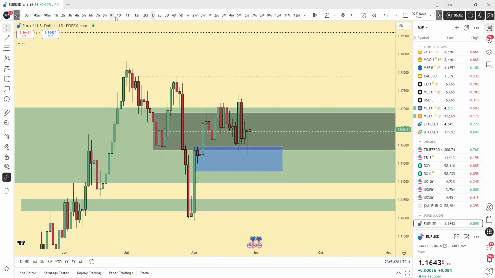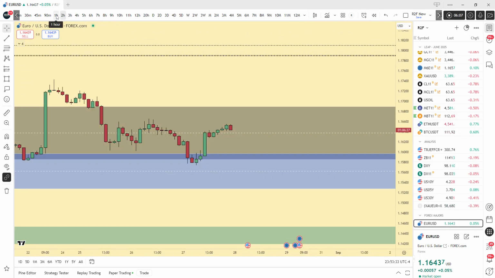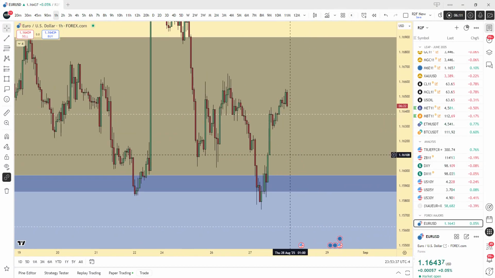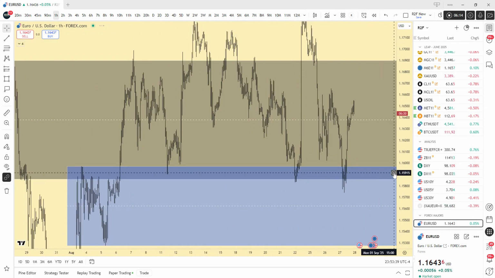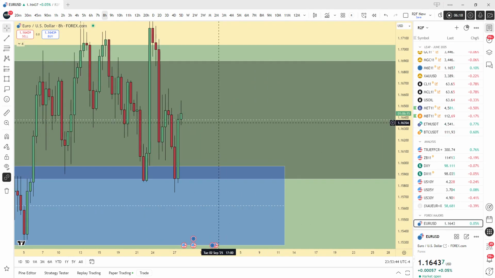Yeah, so I would just be waiting. This is the daily candle. If we're going down to the hourly, maybe we trade into here and then move up. That could be a POI. Or you could just wait for something better on a higher time frame.